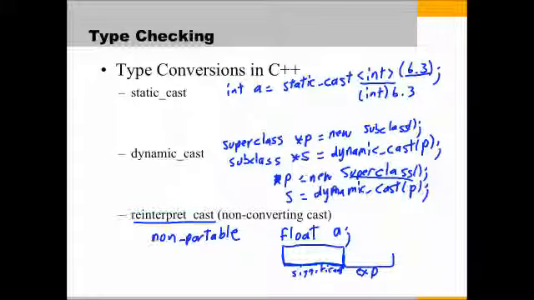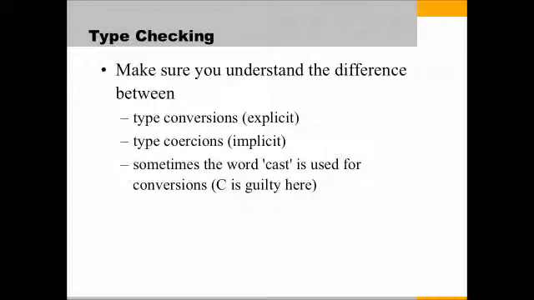So just to wrap up, with type checking, you need to make sure that you understand the difference between type conversions, which are explicit conversions by the programmer, what we often call casts, and type coercions, which are implicitly done by the compiler, and it does them when the types are compatible.